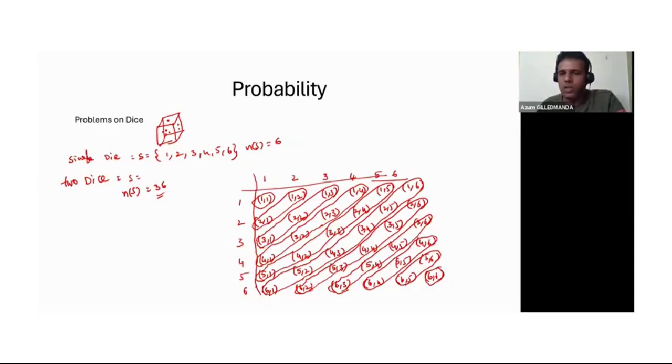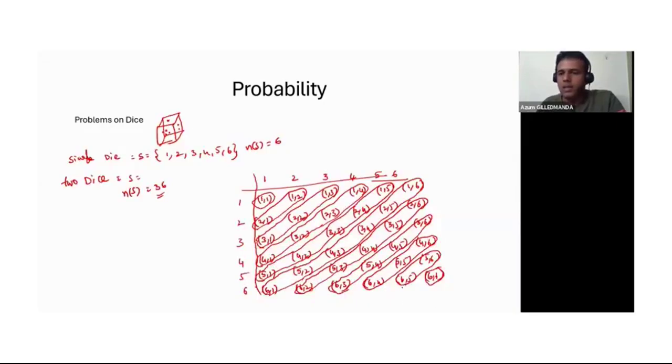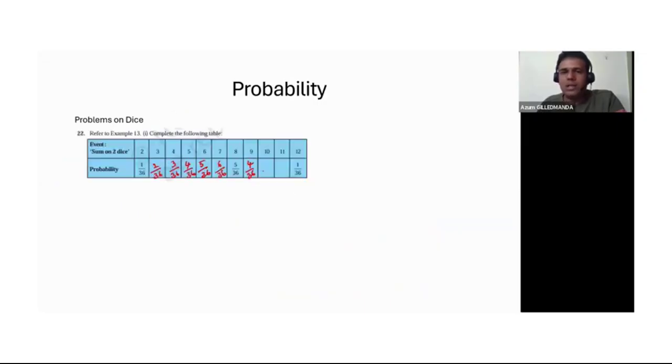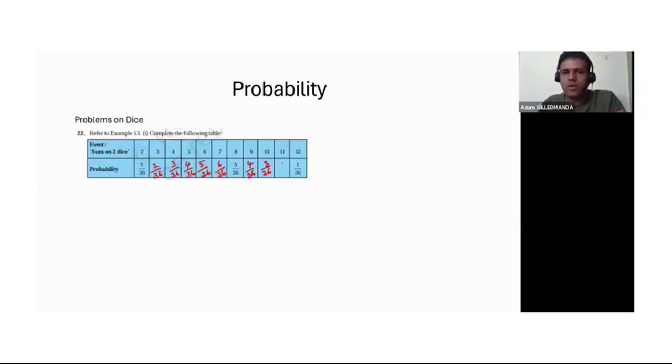We know 1, 2, 3, 4, 5 possibilities. Then 9 is 1, 2, 3, 4 possibilities. So 4 by 36. And then getting a 10. Getting a 10 is 3 possibilities. So 3 by 36. And getting 11 is 2 possibilities. So 2 by 36. You can simplify. 2 by 36 means 1 by 18 you can write.